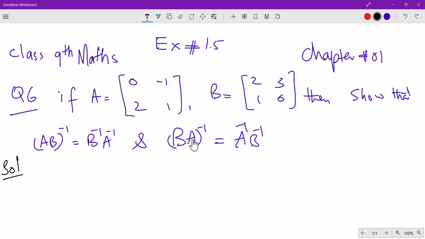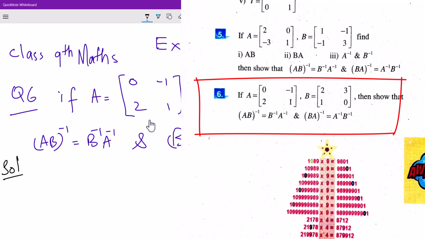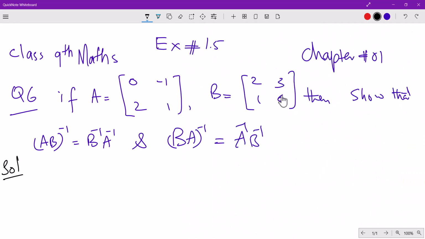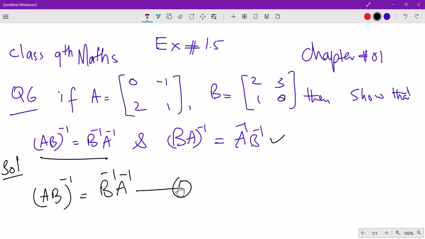Class 9 Maths Exercise 1.5, question number 6. Say if A is equal to [0, -1; 2, 1] and B is equal to [2, 3; 1, 0], then show that (AB) inverse is equal to B inverse into A inverse, and (BA) inverse is equal to A inverse and B inverse. First part: (AB) inverse is equal to B inverse into A inverse. This is equation number 1.